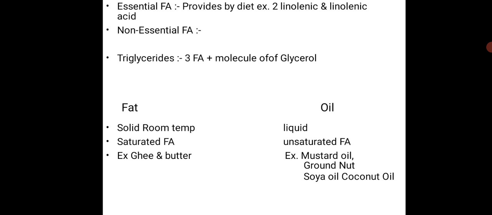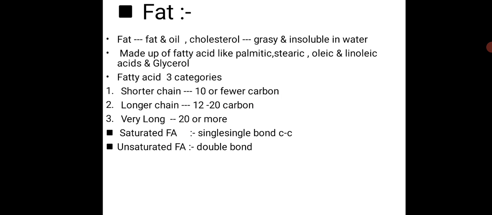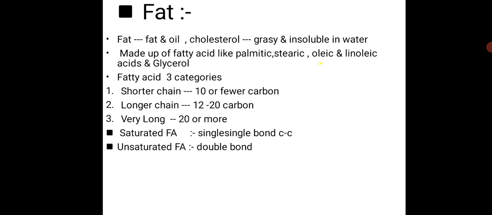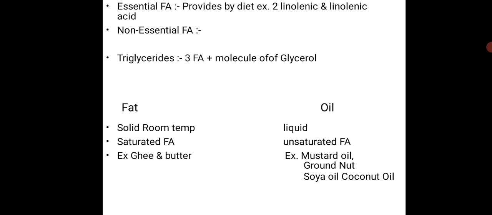Then the glycerides. Fat is a triester of glycerol. What is a triester? Triglycerides. Three fatty acids or three carboxylic acids and a molecule of glycerol, which is nothing but an alcohol. So fatty acid and alcohol, this combination is fat. When three fatty acids and a molecule of glycerol join, they form a triglyceride.